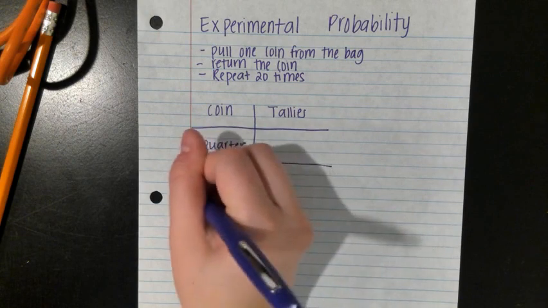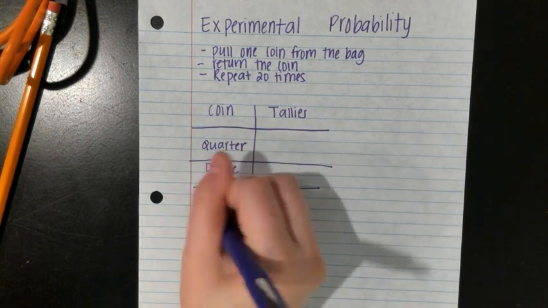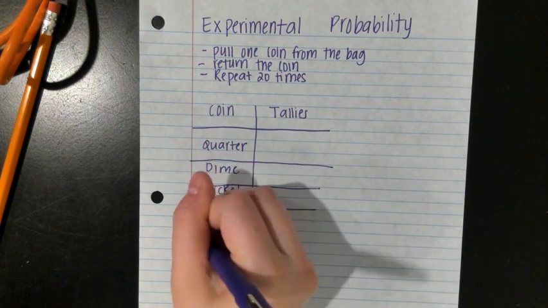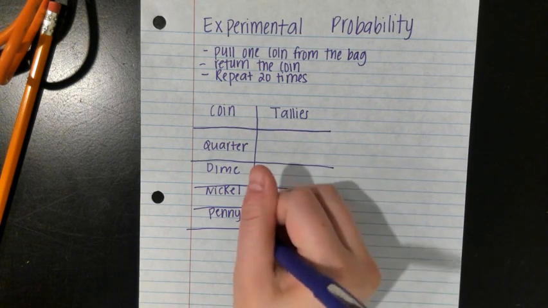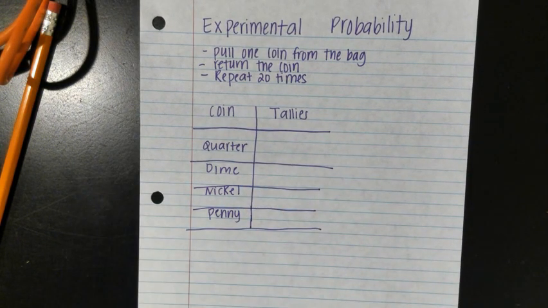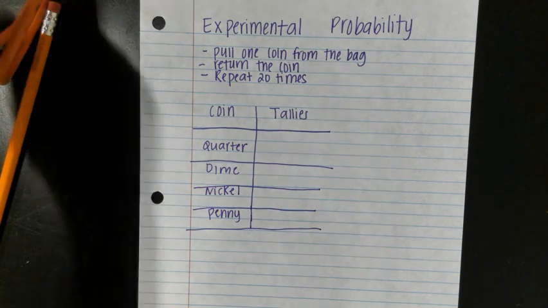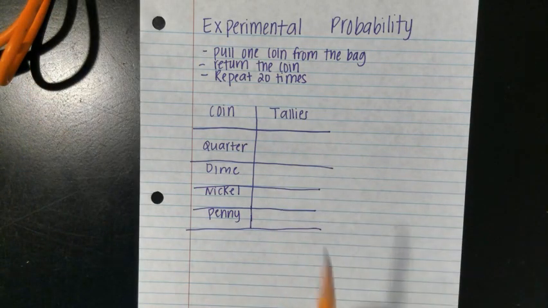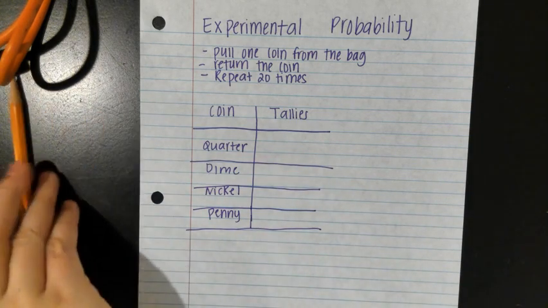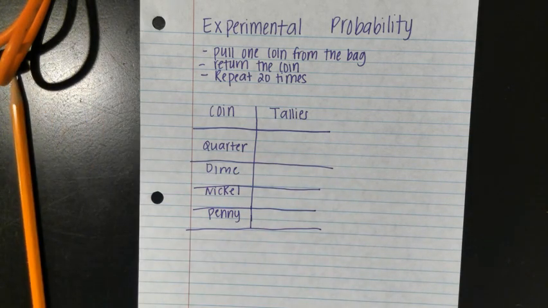So I'm going to go ahead and fix that. It's not even, but that's okay. Alright, so let's go ahead and get started. And every time I pull a coin, I'm going to put a tally here. If you need to pause the video to continue to set up your paper, go ahead and do that. Alright, let's go.